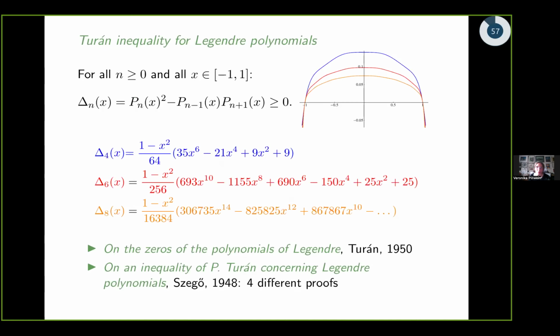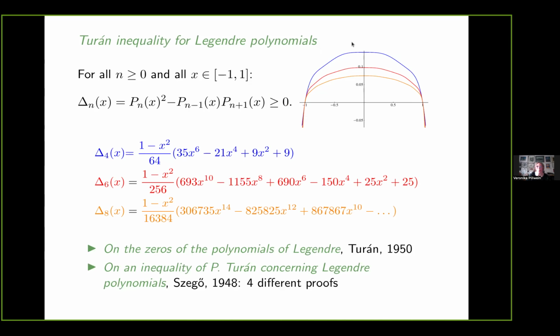Okay. So let me go back now to the beginning where I started, confusing things. So we are back with the Legendre polynomial. The Turan inequality. This is in a sense log concavity. This is a very classical result. Turan inequality for Legendre polynomials. So here we see the Turan determinant now depending on x, but in terms of n, it's the same inequality. And we see a couple of first cases.